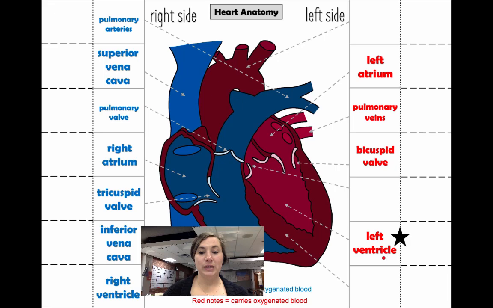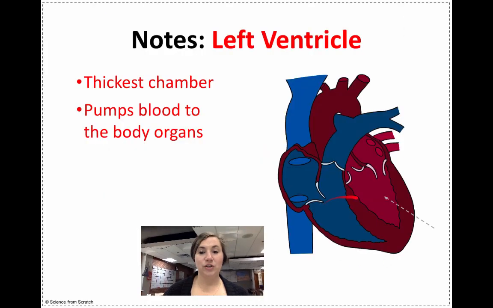Then the blood would be at the left ventricle. The left ventricle, it is the thickest chamber. Look at the myocardium around the left ventricle. The reason why is it has to pump that blood all throughout the body. So it has to give the blood the highest pressure. The right atria only pumps the blood to the lungs, which is a lot closer. They're right next to the heart, so it doesn't have to have as much pressure to get to the lungs. The left ventricle has to have a lot more force behind it to get the blood to all your other body tissues.